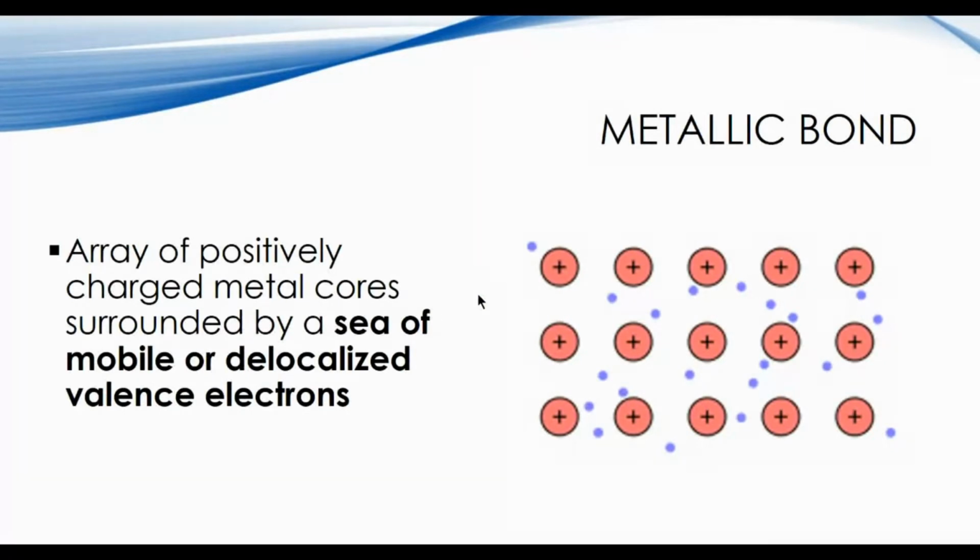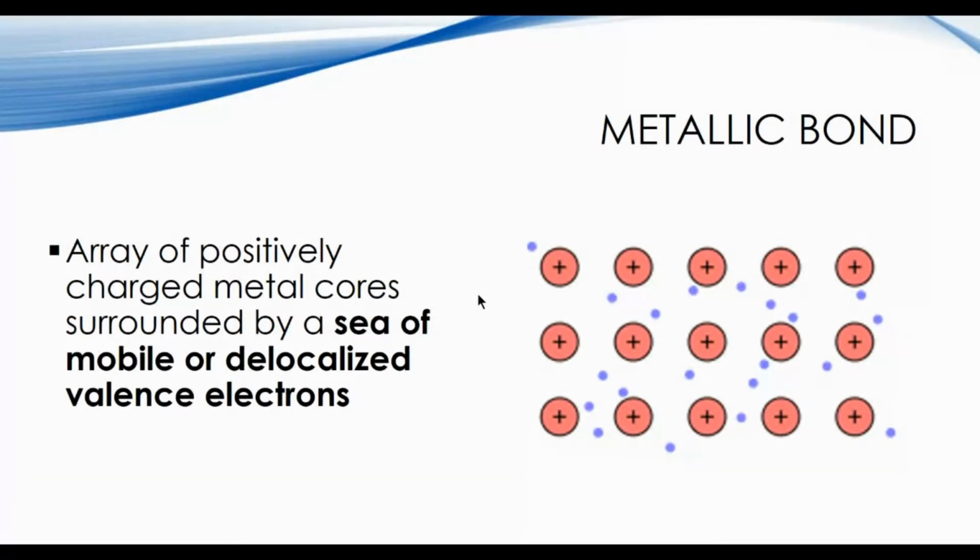Now, a metallic bond is really just an array of positively charged metal cores, so basically any kind of metal that has protons, surrounded by a sea of electrons, or in other words, delocalized valence electrons. Whenever I talk about free-flowing electrons, I'm talking specifically about the valence electrons that are normally found on an atom of a metal.